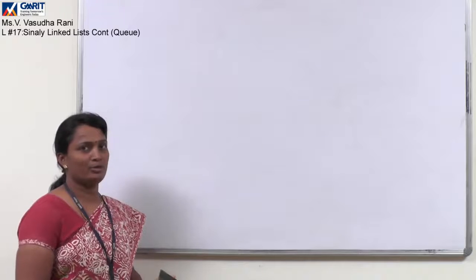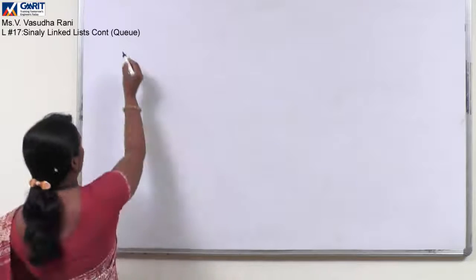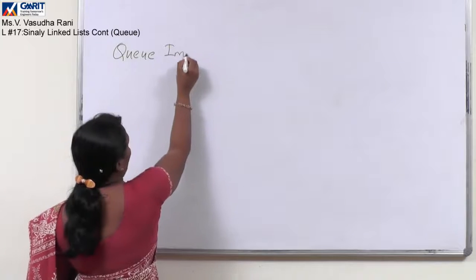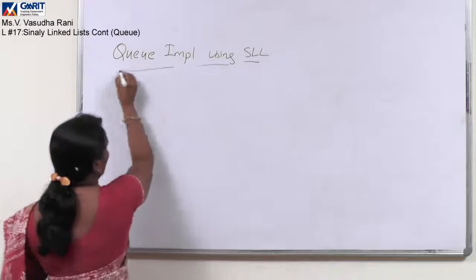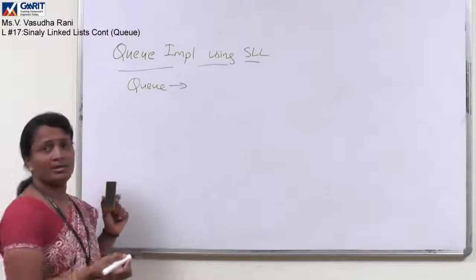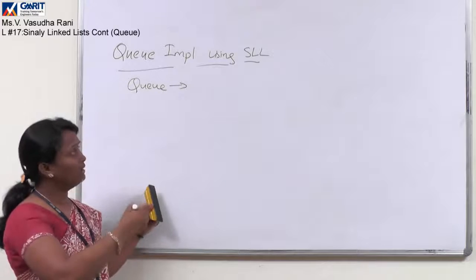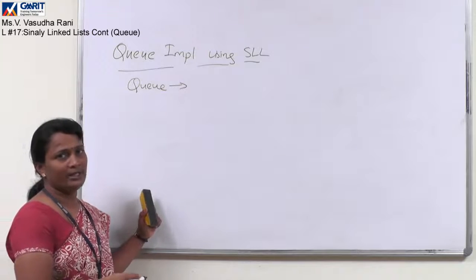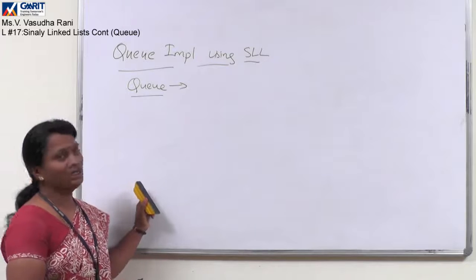Morning. Let's see the topic of queue implementation using single linked list. So we already know the queue concept. It is a linear data structure with list of elements with which a new element can be inserted only from the rear end and an element can be deleted from the front end. The same concept, now we will see the implementation using single linked list.